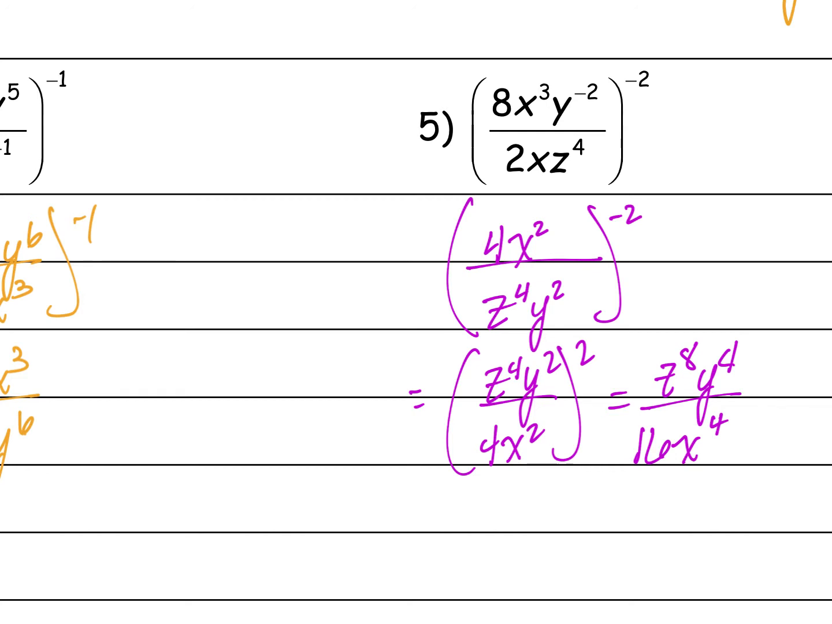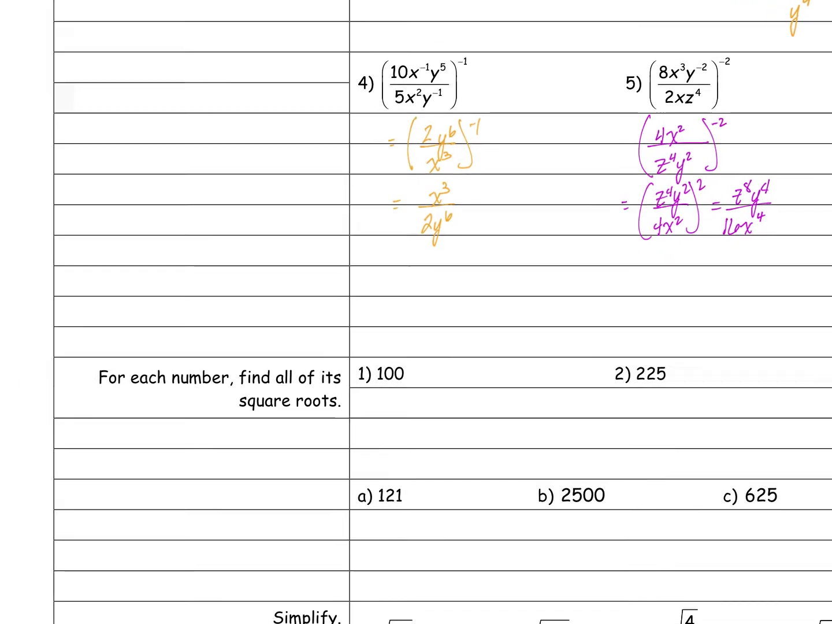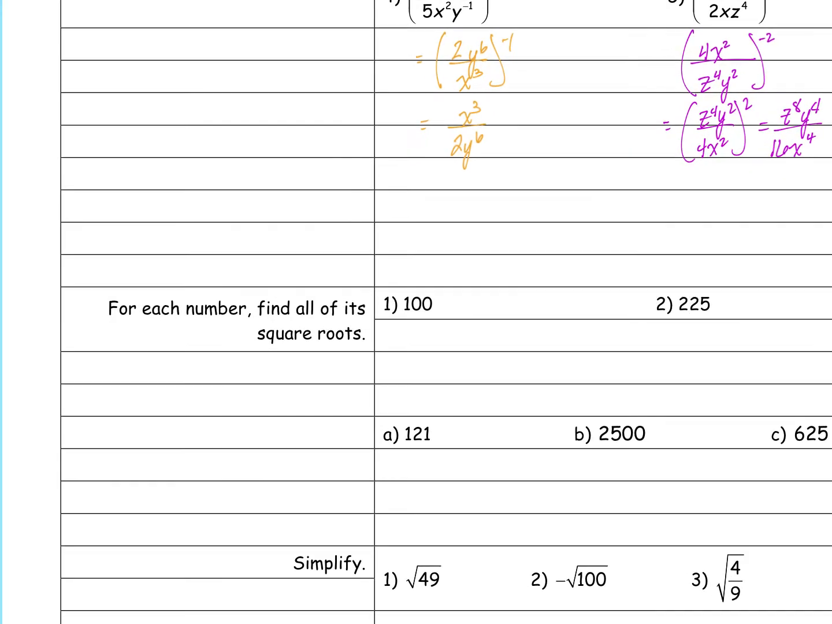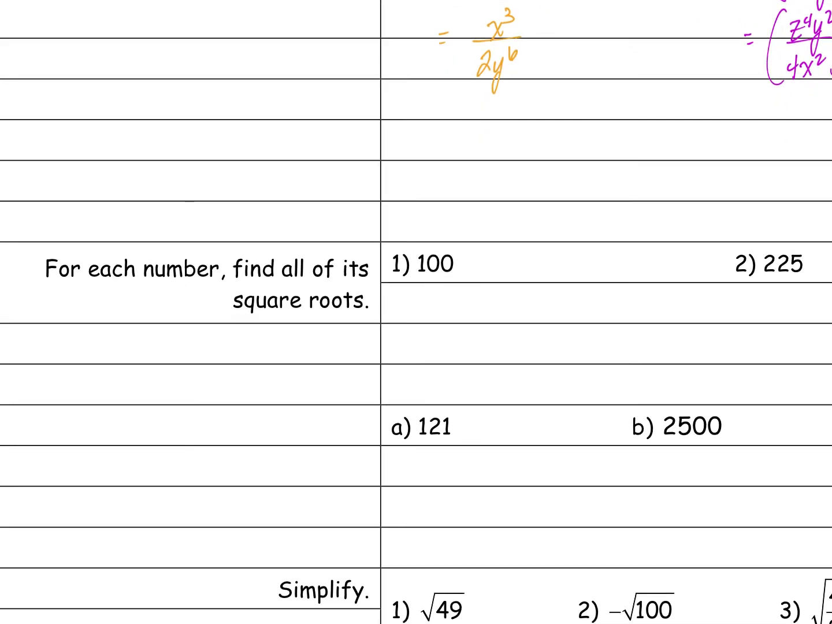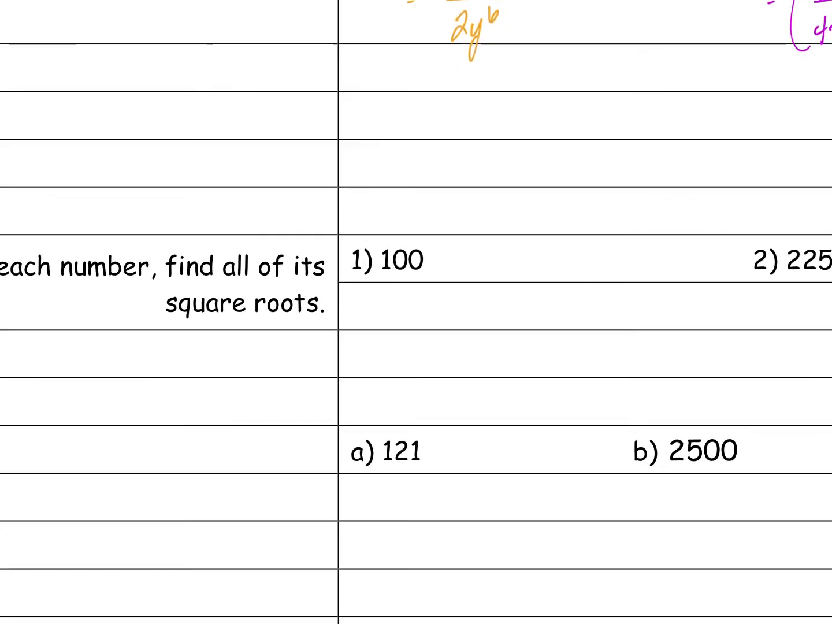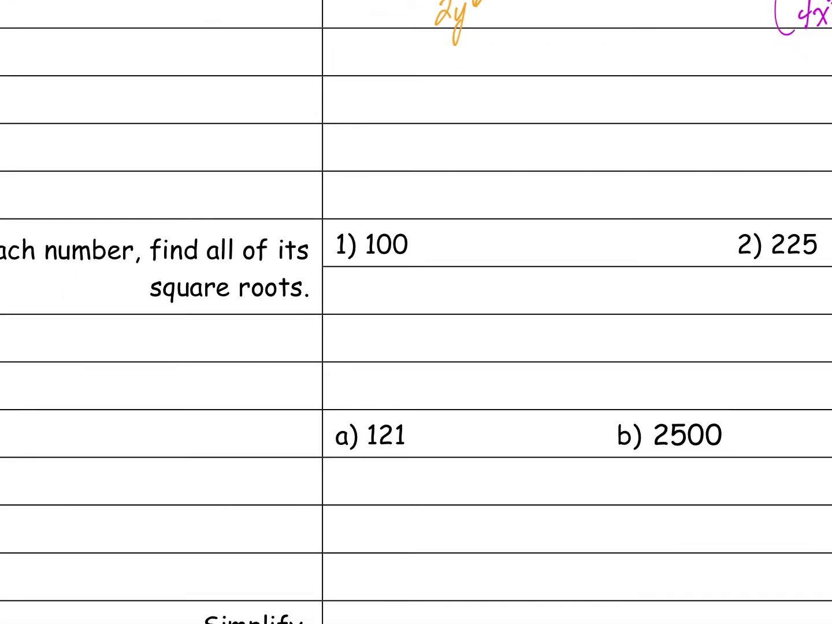All right, so we're moving on from exponents to roots now. So we're going to start talking about some square roots. For each number, find all of its square roots. So what are all of the square roots of 100? If I just take the square root of 100, what is everything that could equal it? Is that the only answer?